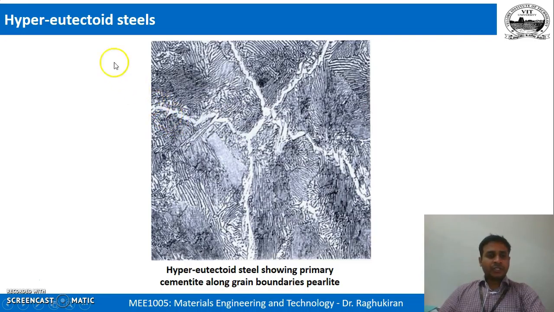Now you see the microstructure for hypereutectoid steels. You see the grain boundaries where you have the primary or pro-eutectoid cementite. This is the one that first forms from the austenite. Once the remaining austenite has attained the eutectoid composition, then the eutectoid reaction happens and pearlite forms. That is second. The primary phase is just cementite, and the secondary formation of phase takes place, that is pearlite.